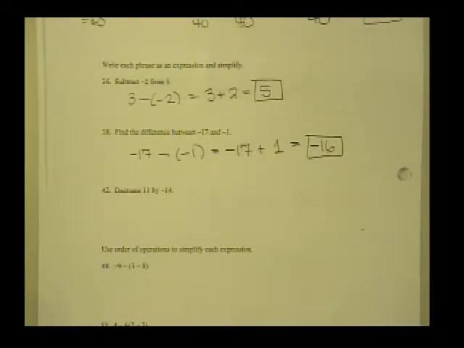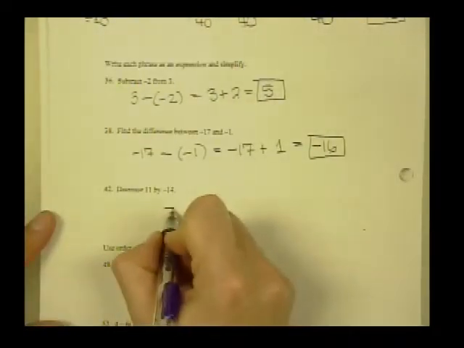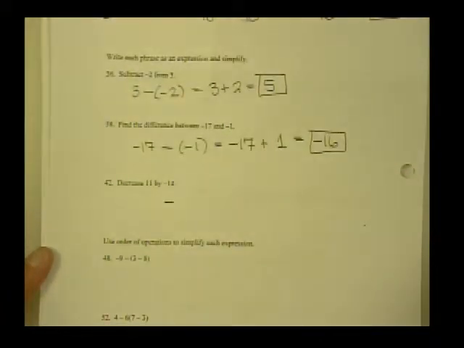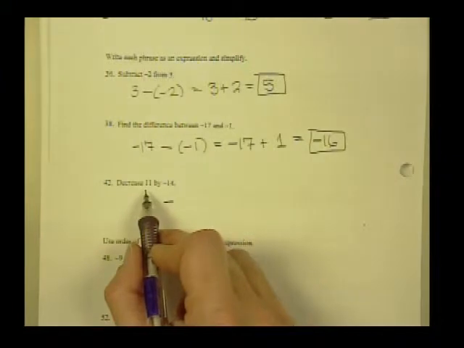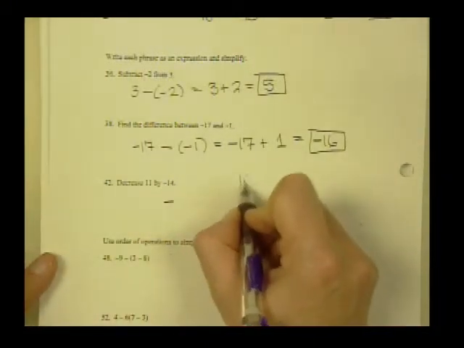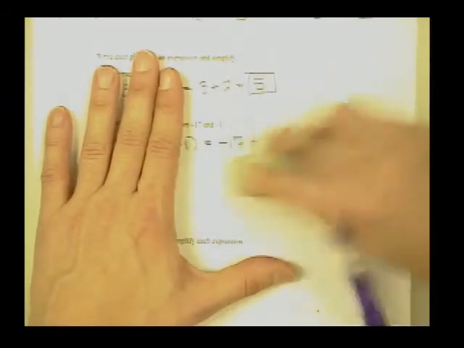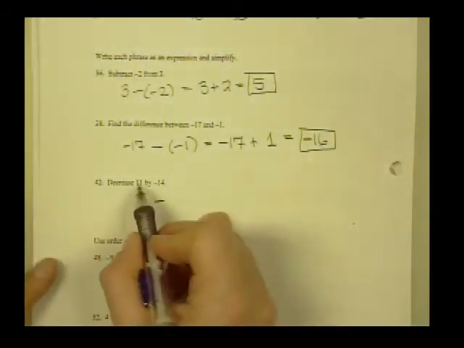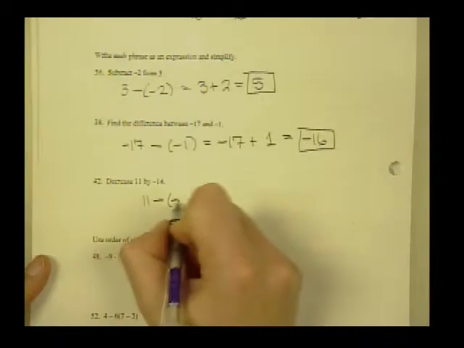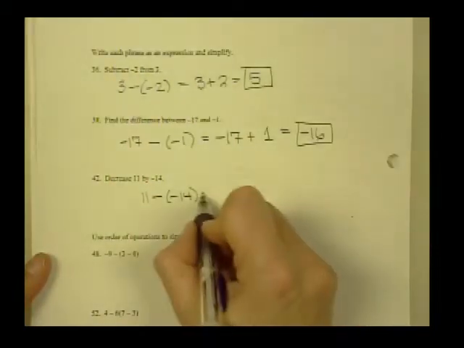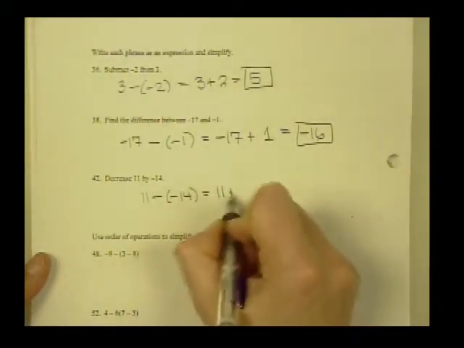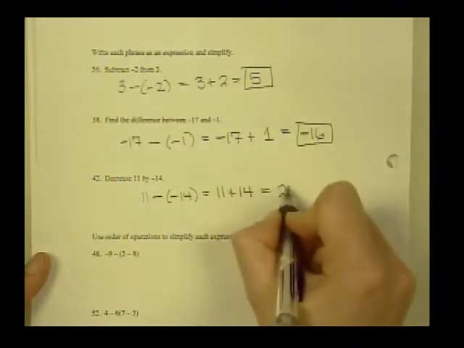Decrease 11 by -14. Decrease goes with subtraction. Which number will come first? Yeah, here it's the 11. So like if they were to say, say your paycheck was $100 and they decreased it by 12, then you would subtract the 12 from the 100. So when they say decrease a number by, that number comes first. So 11 by -14. And again, we have minus and negative, which will be plus. And 11 plus 14 is 25.